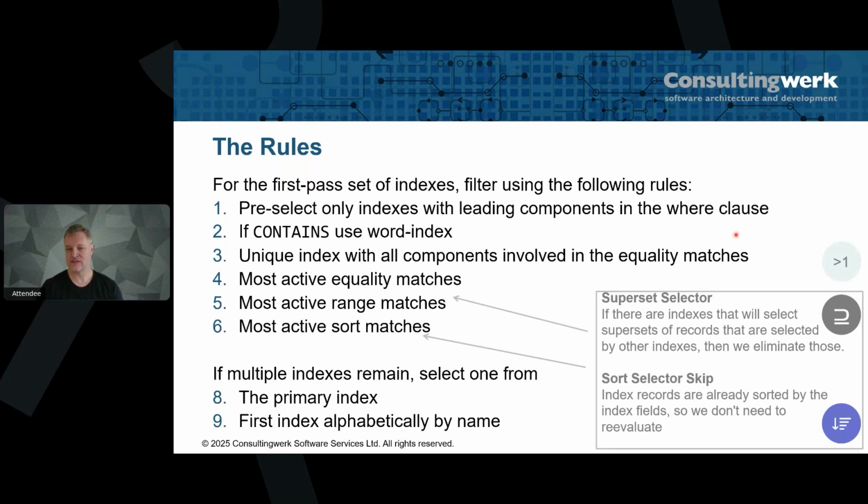So there's a couple of shortcuts, and this is part of the numerous and complex. Basically, if there are indexes that select supersets of other indexes, then we will eliminate those, right? The purpose of using an index again is to retrieve the smallest number of records from the database, from storage.